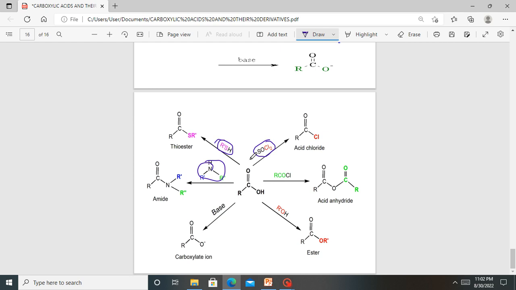This is thionyl chloride. We have a carboxylic acid plus another carboxylic acid in heat, or a carboxylic acid with an acyl chloride. We are going to get an acid anhydride. A carboxylic acid with an alcohol, you are going to get an ester, and a carboxylic acid with a base will give you a carboxylate ion. All these compounds are synthesized through a mechanism we call a nucleophilic addition elimination mechanism. So in the next video, we are going to look at the mechanism behind the synthesis of all these compounds.